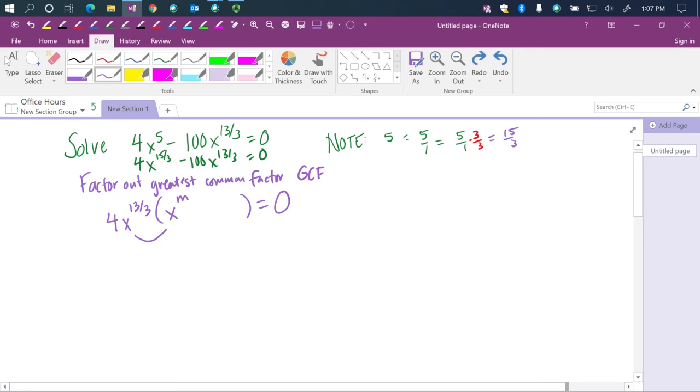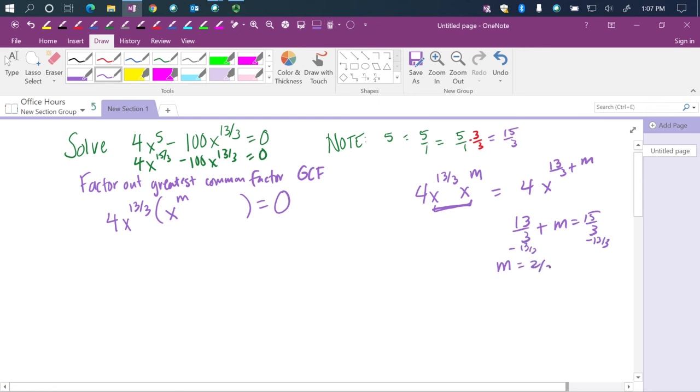So if I had 4x^(13/3) times x^m, common bases multiplied together, we add the powers. So the new power would be x^(13/3 + m). And I need it to be 15 thirds. So I'm solving this equation: 13 thirds plus m equals 15 thirds. Well, if you solve for m, you can subtract 13 thirds from both sides. So m would be 2 thirds. Does that make sense? So let me put a 2 thirds right here.